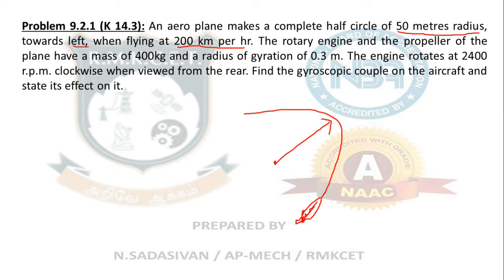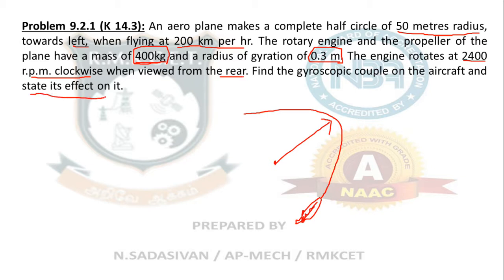The rotary engine and the propeller of the plane has a mass of 400 kg and radius of gyration 0.3 meter. Together with the engine, we are going to consider this as a propeller mass only, and then we are going to calculate the moment of inertia of the propeller. The engine rotates at 2400 rpm clockwise when viewed from the rear. That is very important, where you are viewing from. I am sitting in the pilot seat and looking at the propeller in the front, so I am seeing it going around in clockwise direction. Find the gyroscopic couple on the aircraft and state its effect.